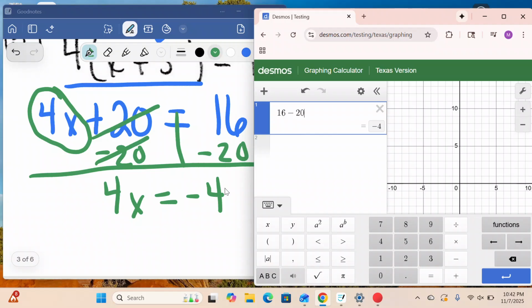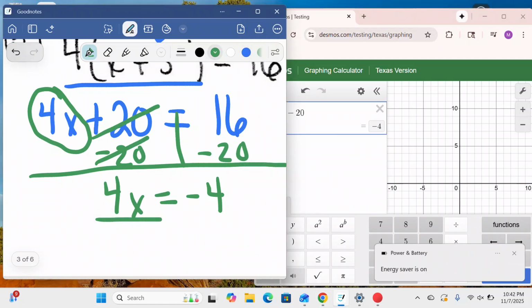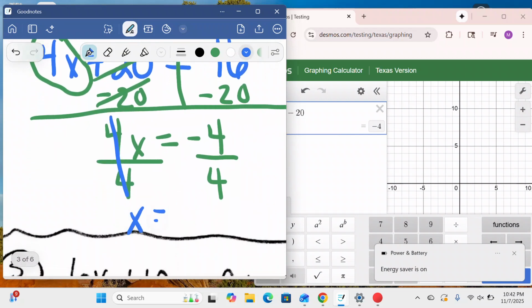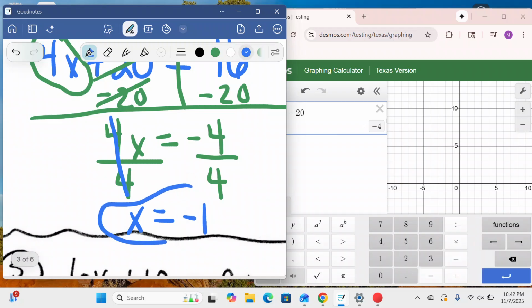Now I want to solve for the 4 times x equals negative 4, so I want to go ahead and get rid of the 4 right here. So what I'm going to do is divide both sides by 4, because I want to get rid of the 4. So I get 4 divided by 4 is 1. So x equals negative 4 divided by 4, which is negative 1. So my answer right here is negative 1.